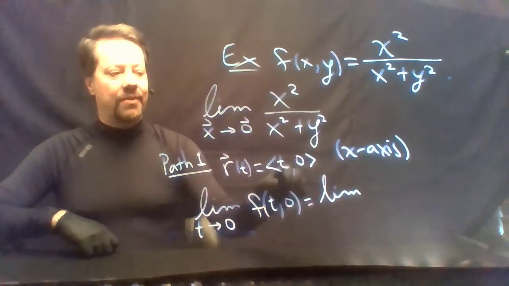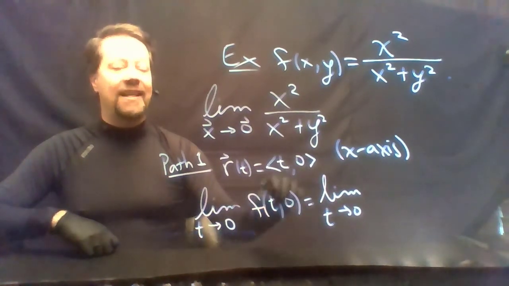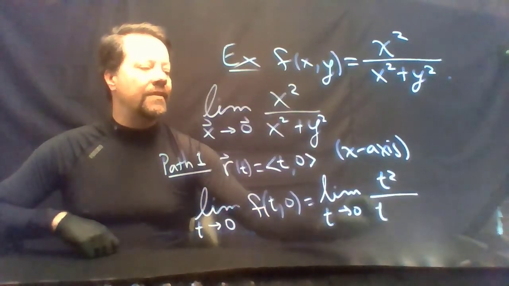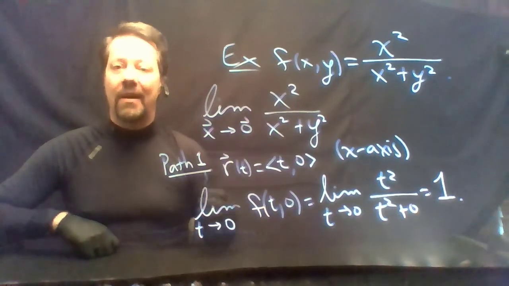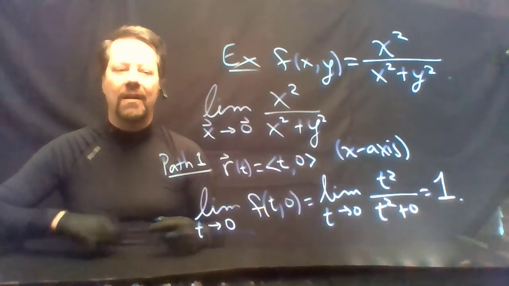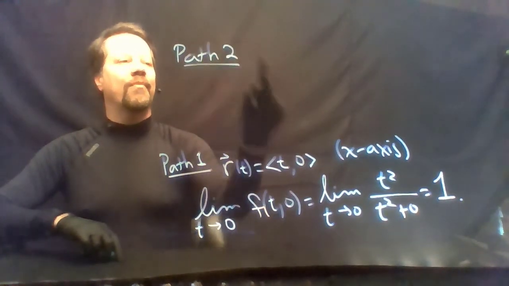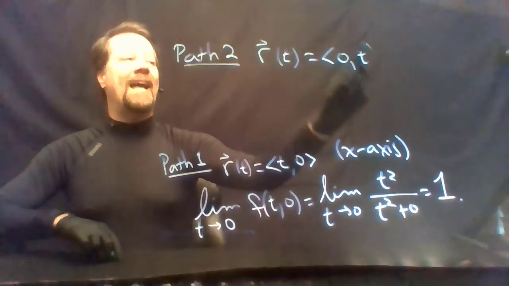This will get us to 0, 0. But it's only along the x-axis. You'll end up with t squared over t squared plus 0. That has a limit of 1, just as I said before. What about on path 2? The y-axis.